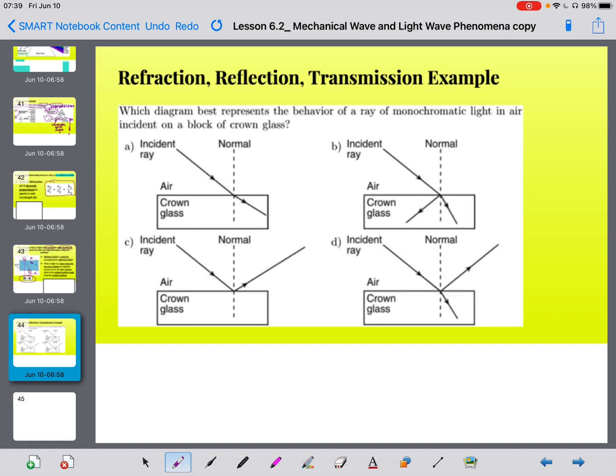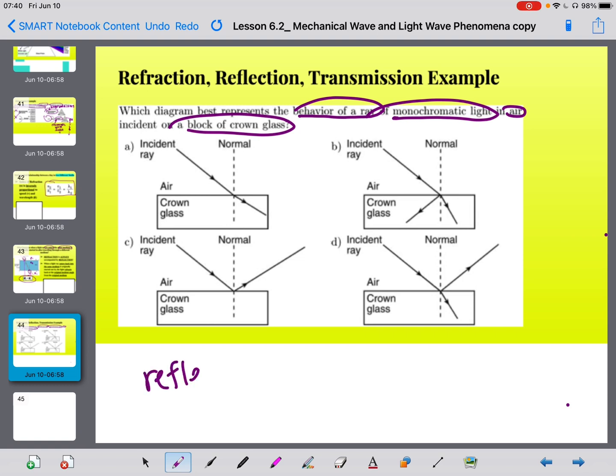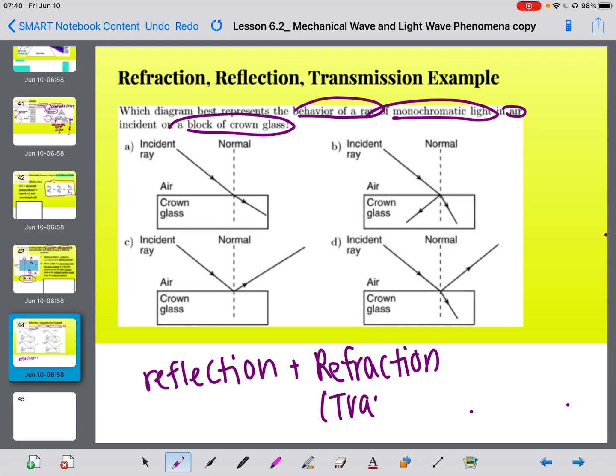Which diagram best represents the behavior of a ray of monochromatic light in air incident on a block of crown glass? Okay, so we're going from air to glass. First of all, we know that there should be three things going on. There should be reflection and refraction, which is essentially the same thing as transmission. Transmission means it just goes through the material. I'm also going to have an incident ray. That's non-negotiable. I will always have an incident ray.